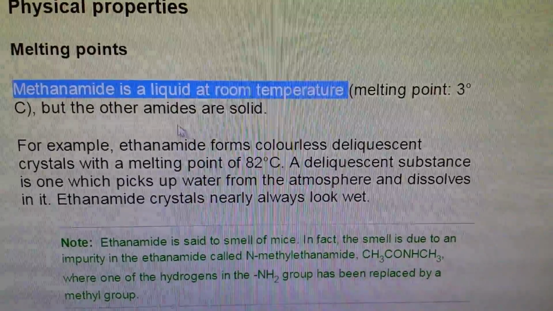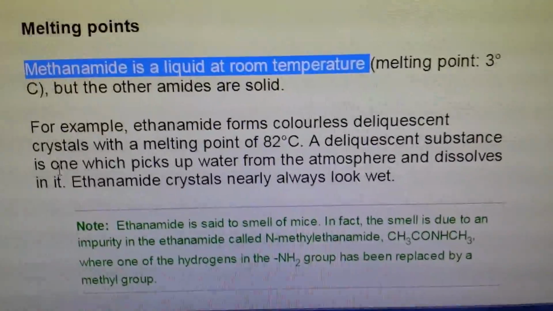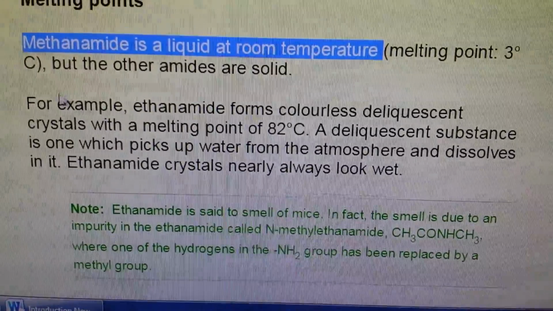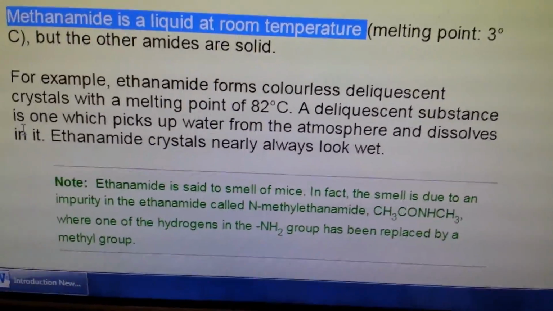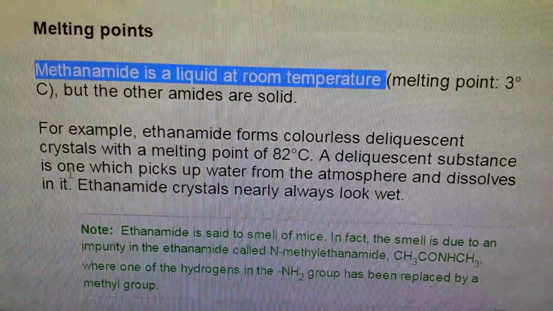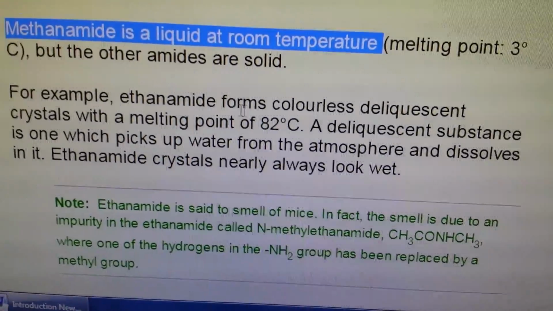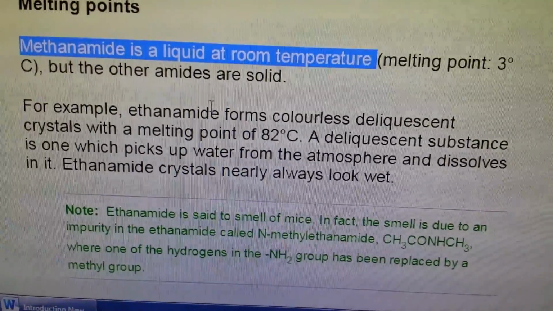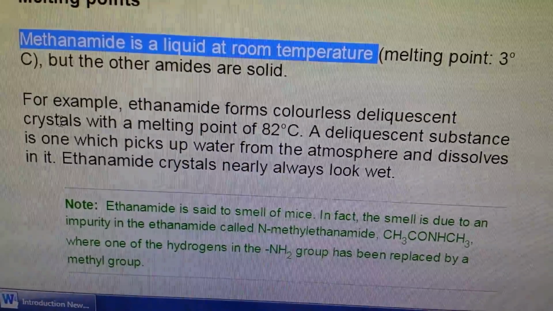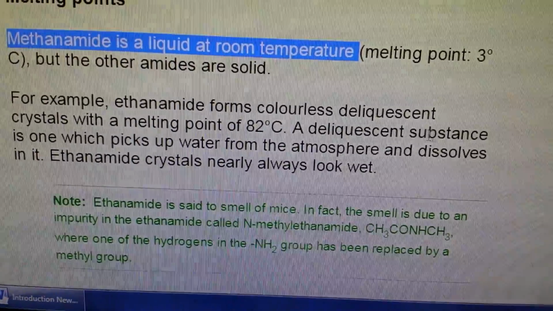So it melts at 3 degrees centigrade, but the amide is solid because the bigger the molecule is, the more the attraction between those molecules, and the more the attraction, the more chances the molecule is going to be solid. So ethanamide forms colorless deliquescent crystals. Even ethanamide is just crystals and solid with a melting point of 82.